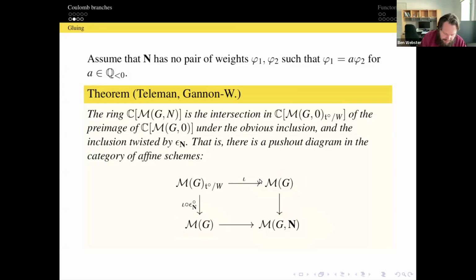So a version of this theorem was proven in Teleman's paper on the role of the Coulomb branch in 2D gauge theory, I think he called it, under some slightly different hypotheses. So I'm putting mine and Tom's name on this because we proved that you can do this under these more general hypotheses.